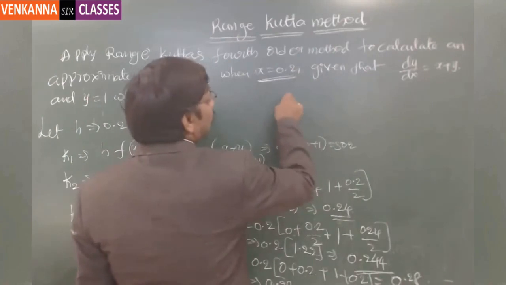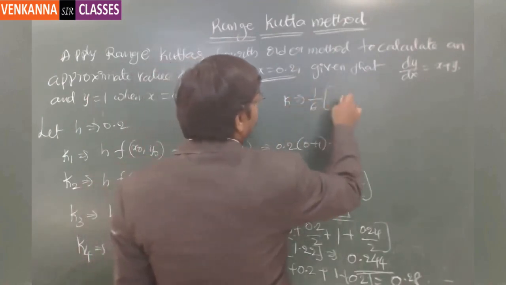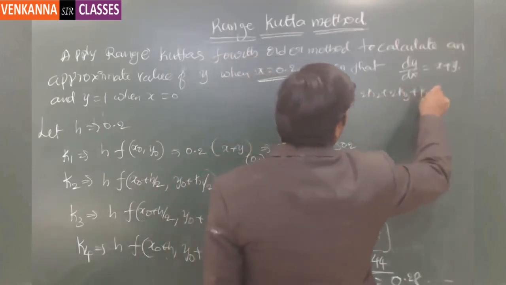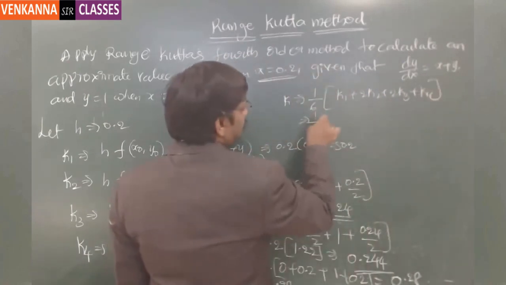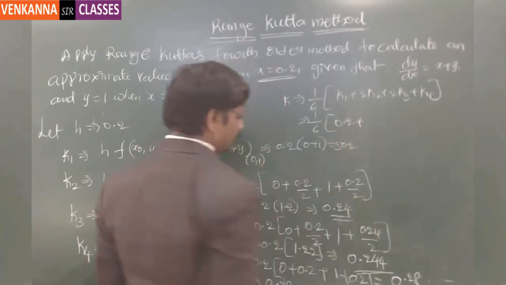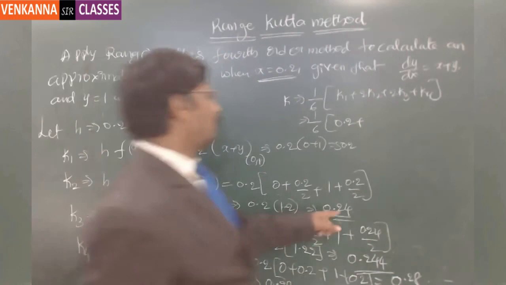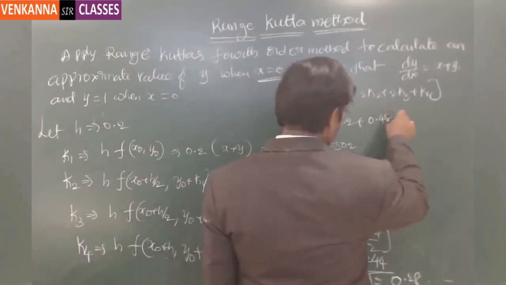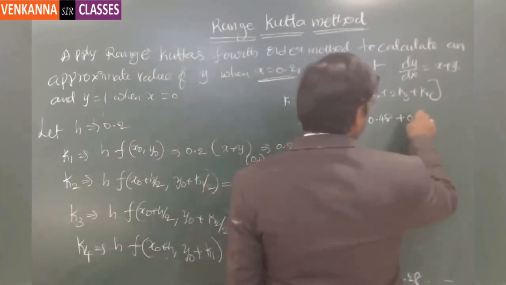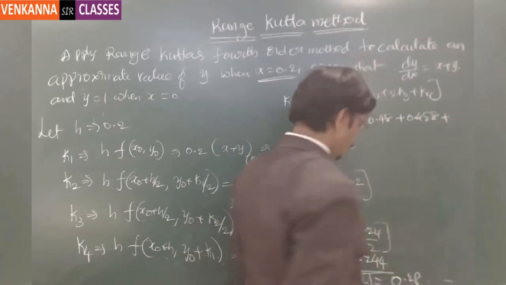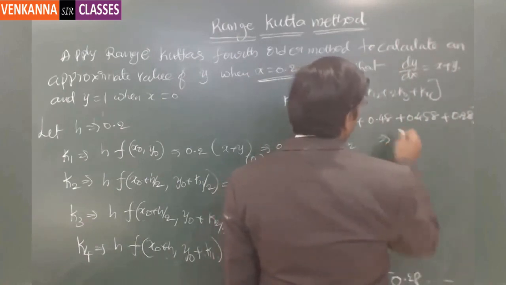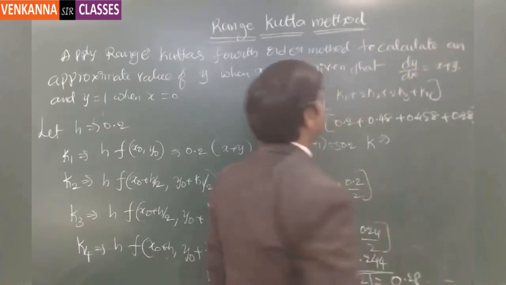Now K value is 1 by 6 times of K1 plus 2K2 plus 2K3 plus K4. So this is the value of the answer. So this is 1 by 6 times of K1, which is 0.2, and 2 times K2. So K2 is 0.24, so this is 0.48, plus 2 times K3, so this is 0.488, plus K4 is 0.28. So this is going to be K equal to, so this is 0.6.